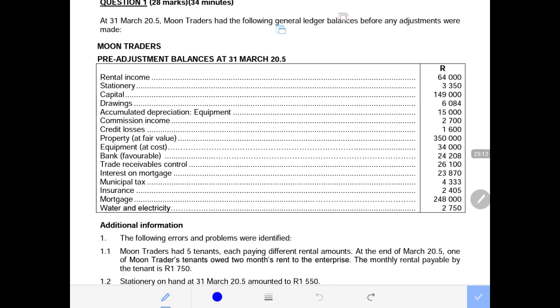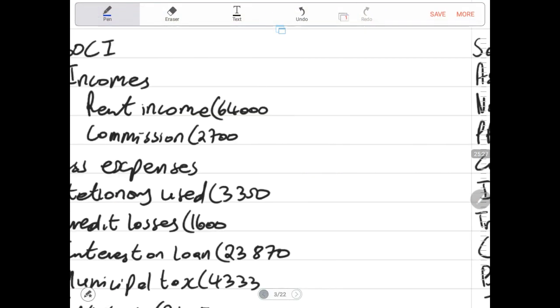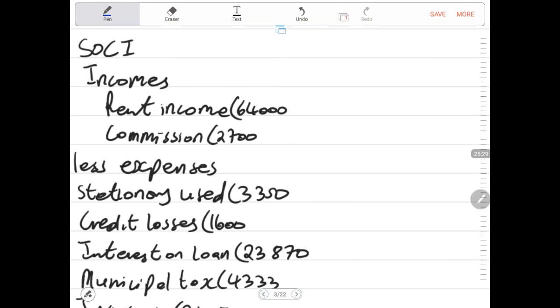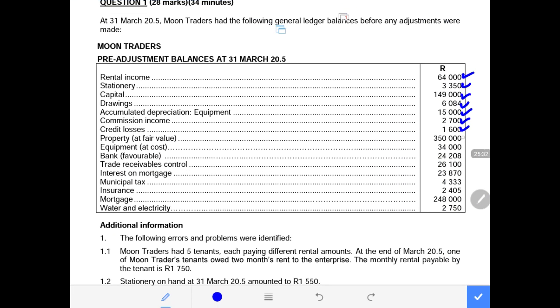That's not a transmesh, but there might be things that need to be recorded under trade payables. Now guys, immediately verify that all the amounts have been recorded. The 1.6 was for credit losses. We had credit losses of 1.6. Make sure you verify that all your amounts have been recorded. Yes, 261,000, 26,100, this was trade receivables. Yes, interest, municipal tax.